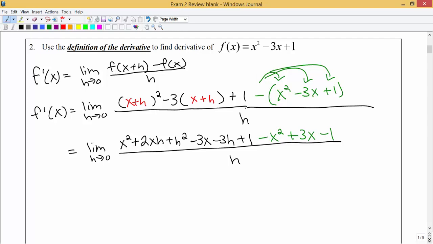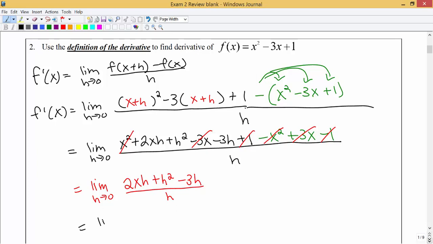Now we're going to cancel like terms. So I'm going to cancel out x squared with minus x squared. Minus 3x cancels with plus 3x. Plus 1 cancels with minus 1. So that leaves us with the limit as h approaches 0 of 2xh plus h squared, and then minus 3h all over h. We're going to cancel out the common factor of h throughout the problem.